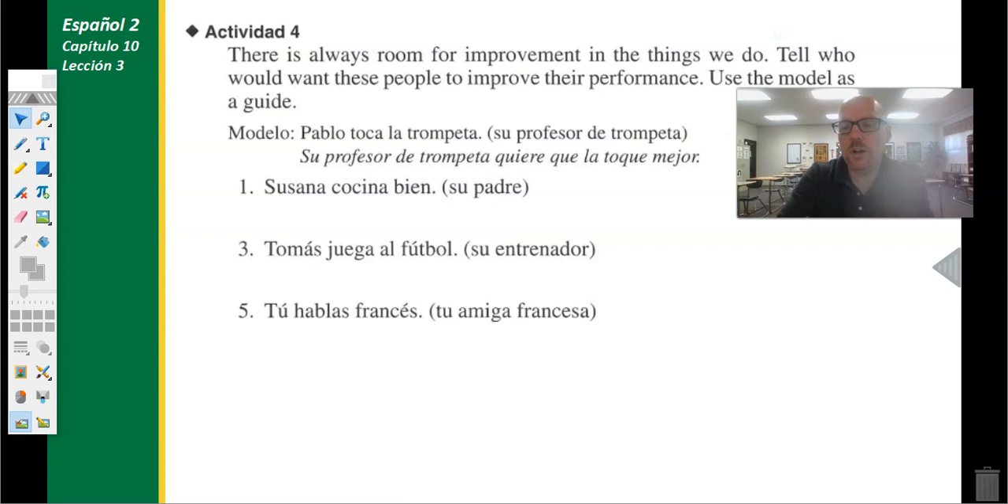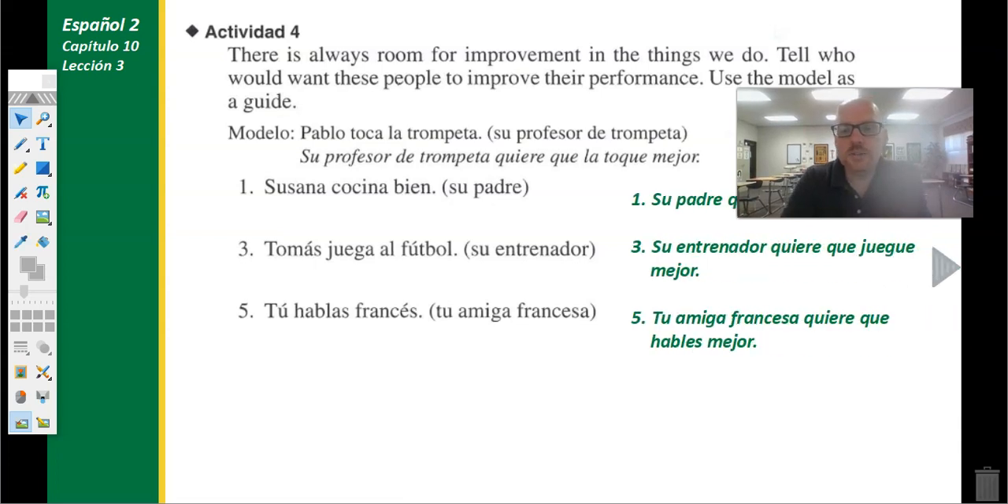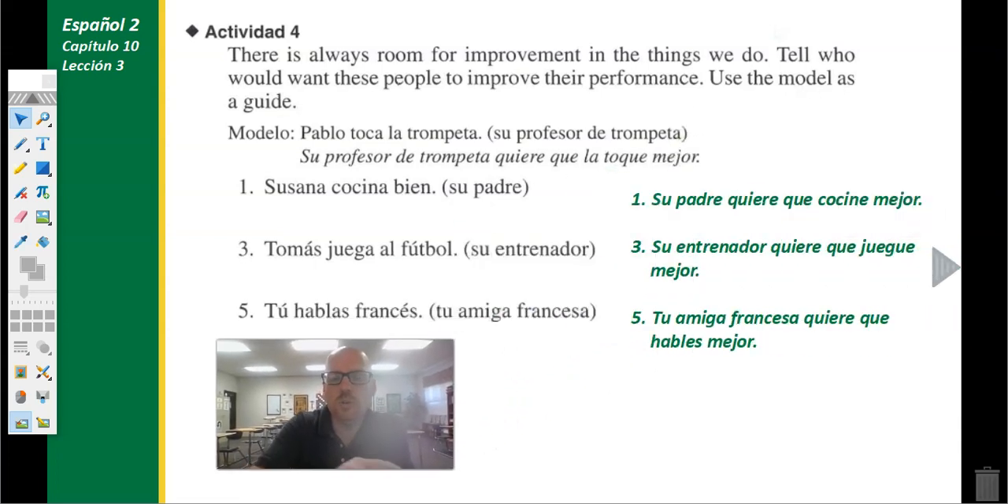Okay, I hope that went well. Let's take a look at your answers here. Número 1. Susana cocina bien. Susana cooks well. But her dad would want her to cook better. So we would say, su padre quiere que cocine, there's the subjunctive, cocine mejor.